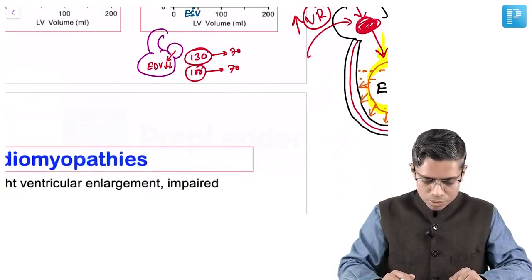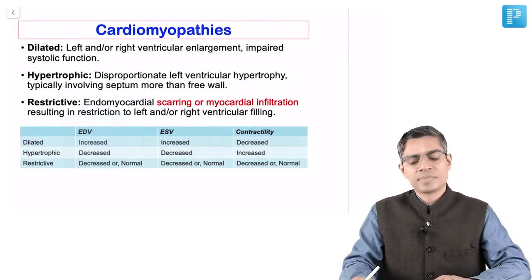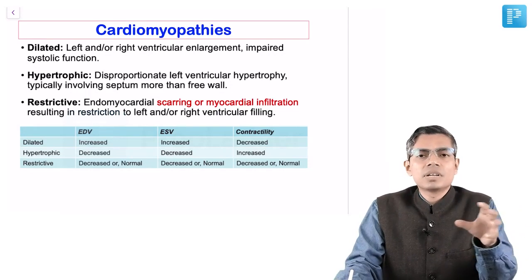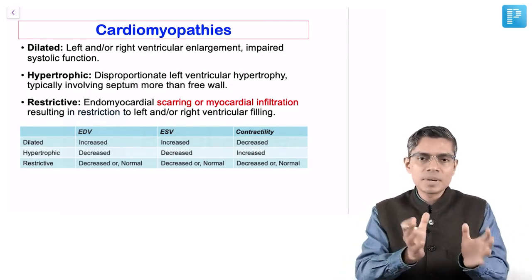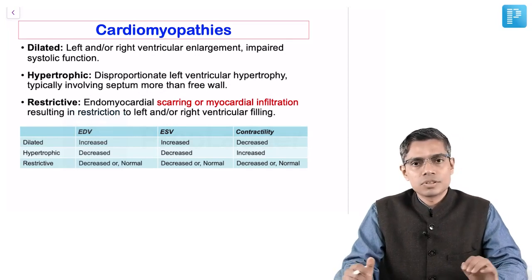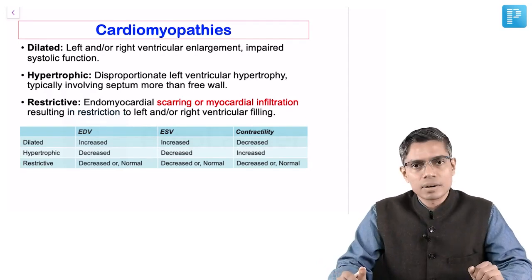Now the last topic of this discussion is cardiomyopathies. All of you know cardiomyopathies means some acquired or inherited conditions which are primarily affecting the muscles of the heart. This is not due to secondary causes. Primarily the disease is affecting the myocardium.